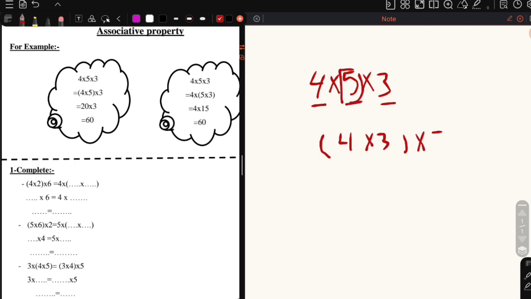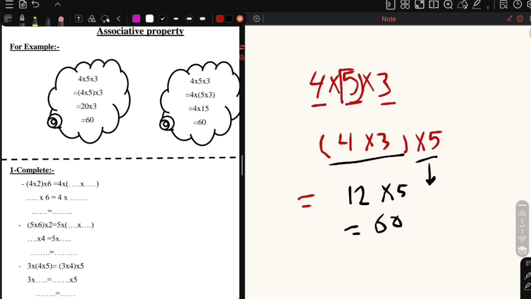5 will be outside. So I will start with the parentheses to find the product. 4 times 3 equals 12, and we will drop the same times 5, and 5 times 12 will be 60. So the product of 12 times 5 equals 60, and the product of 4 times 3 times 5 will be 60. This is the associative property.